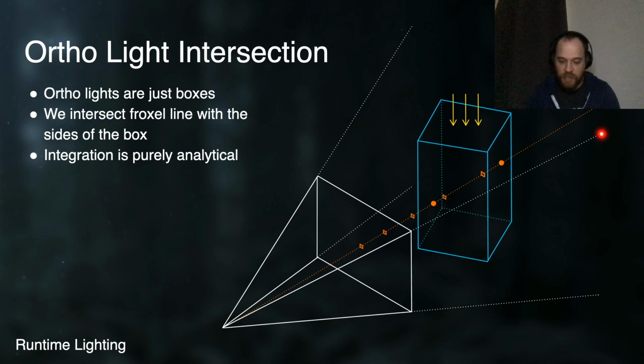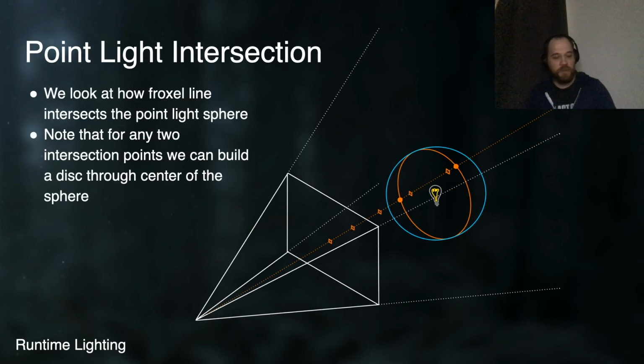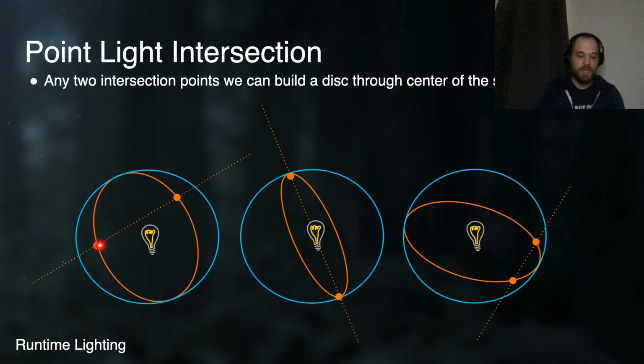that our Froxel line goes through, from the camera origin and along, and there are multiple Froxels, slice by slice. That Froxel line will intersect 2 locations, and we're just going to purely integrate it. If we look at the point light, whenever a Froxel line intersects with the point light, we can generate a disk that goes through the center of the point light and the 2 intersection points. No matter how we intersect, we can generate a disk through the center of that light source, right?